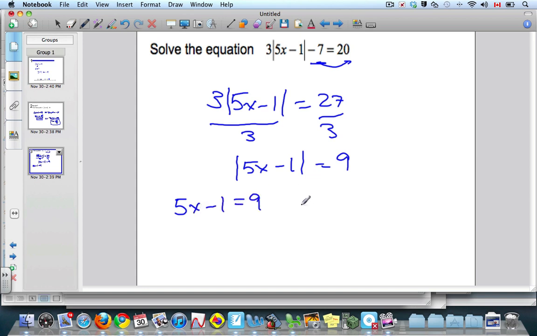And just like the previous problem, either 5x minus 1 equals 9 because it's 9 units away from 0, or 5x minus 1 can equal -9. Again, -9 is 9 units away from 0. And then we solve each equation separately.